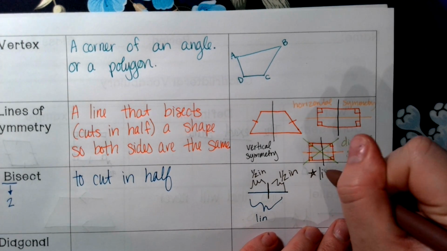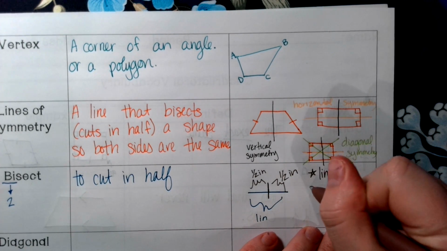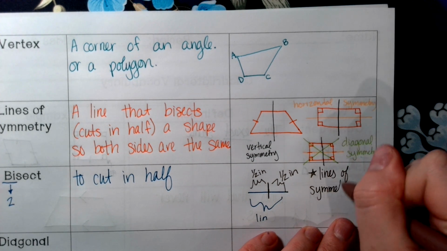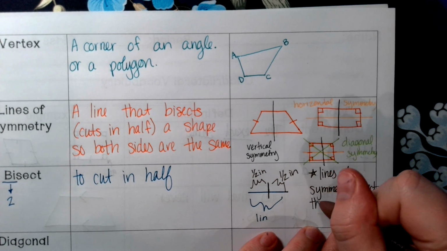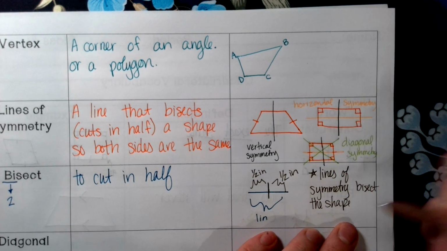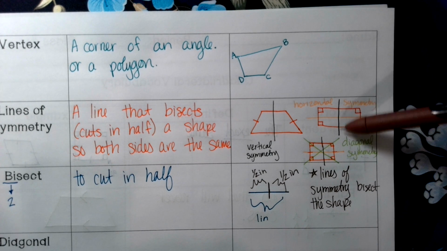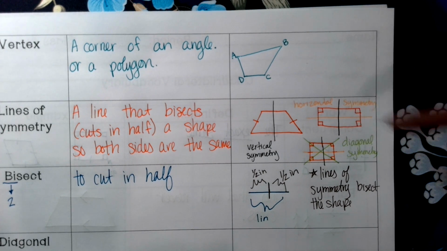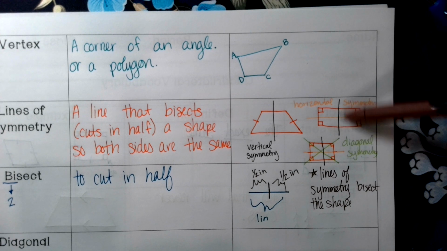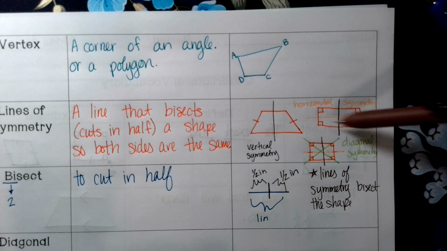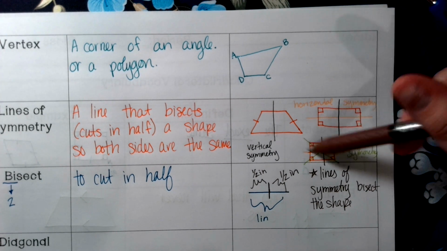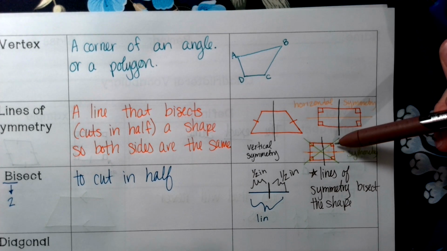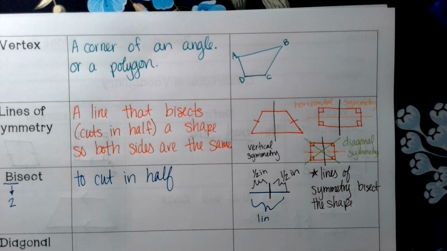Lines of symmetry. Bisect the shape. Like we saw up here, vertical lines is the same on the left and the right side. Sorry, that was vertical. Horizontal symmetry, the top and the bottom, those lines are bisected, they're cut exactly in half. Diagonal symmetry, it's cut in half, just in a slanted way.